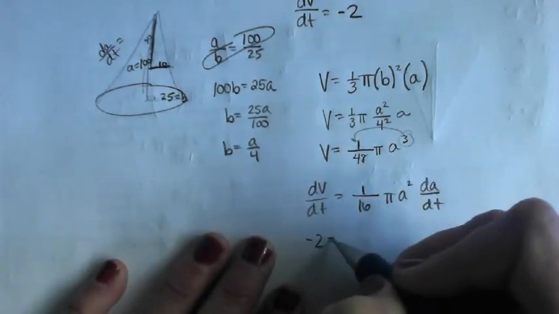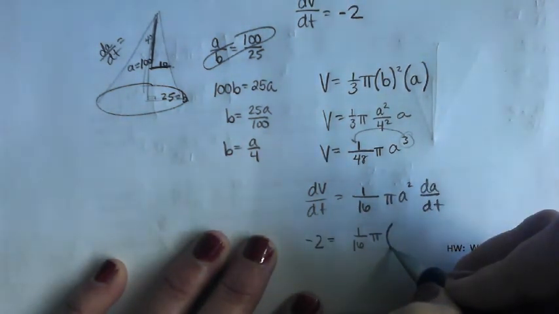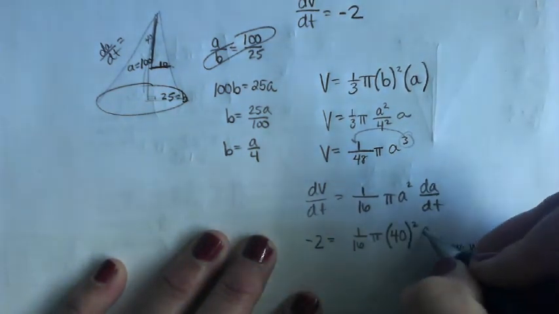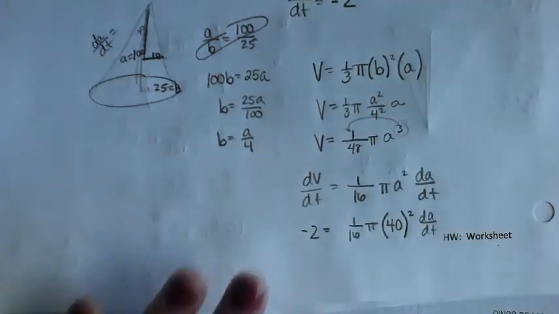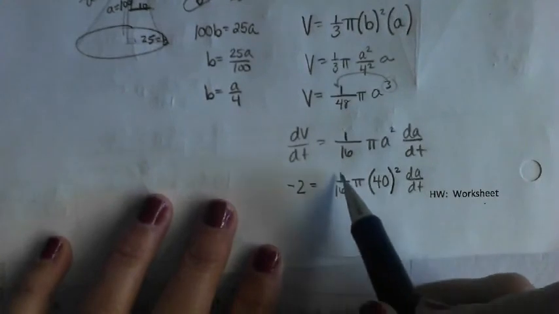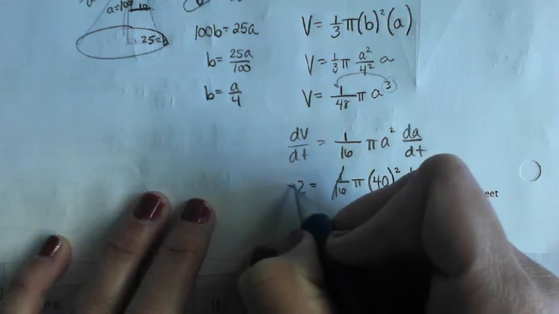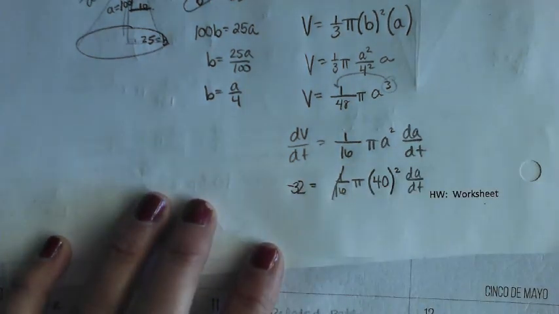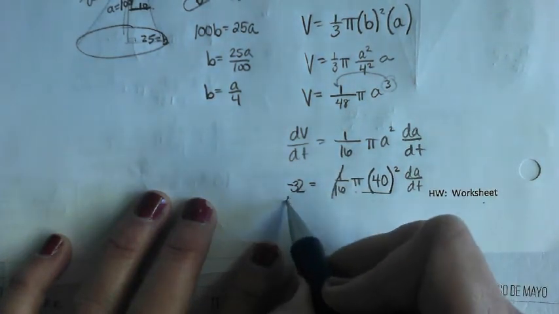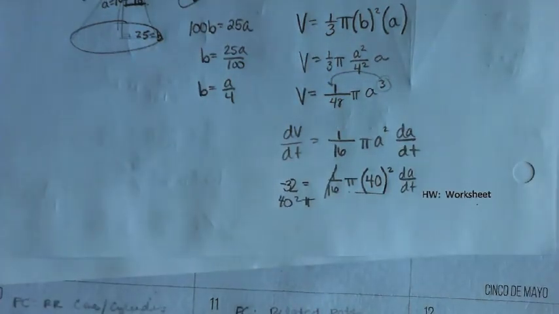Plug in what you know. At the moment, A is 40. So to get rid of 1/16, I'm going to multiply 16 over, so that'll be -32. Excuse me for just slipping that in there. And then you're just going to divide your 40 squared over, reduce, and divide your pi over, and you'll be done. Okay?